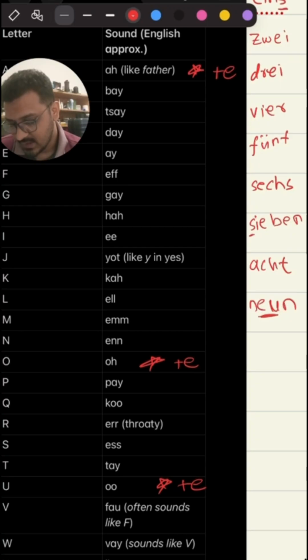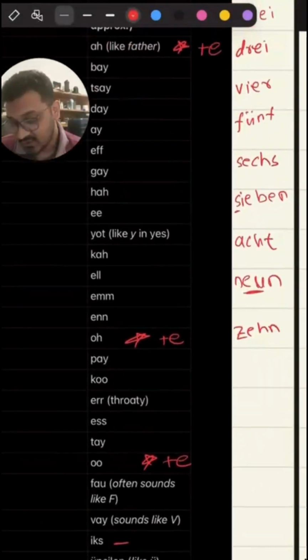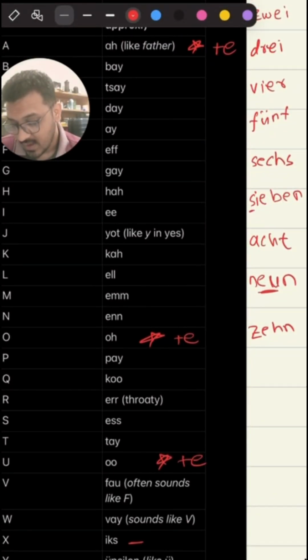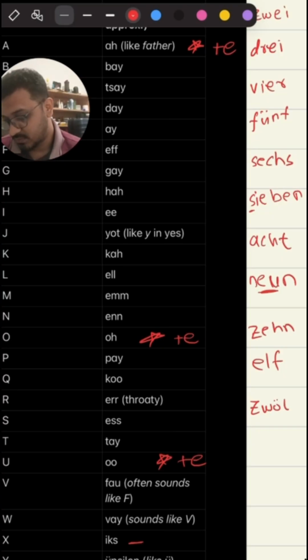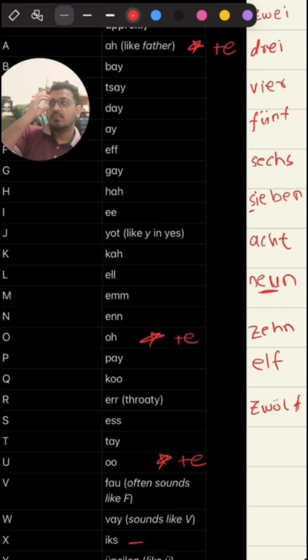Then we have zehn, which follows rule number 4 too. Then we have elf. Then we have 12. So these are basically the counting that I wanted you guys to remember. What I'm going to do right now is start counting from 1 to 120, so not only do you remember the counting with me, but I can also practice this way.